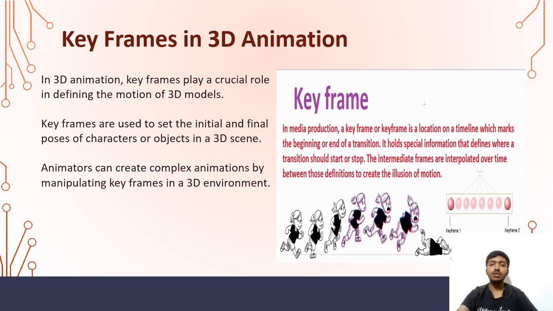A keyframe in media production is a location on a timeline which marks the beginning or end of a transition. It holds special information that defines where the transition should start or stop. The intermediate frames are interpolated over time between those definitions to create the illusion of motion.